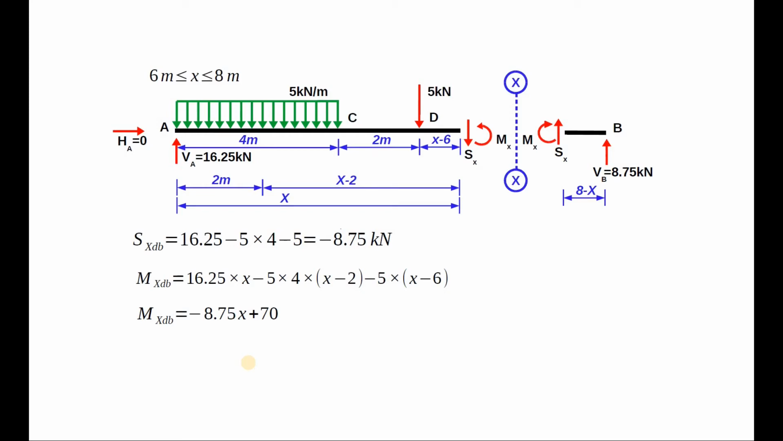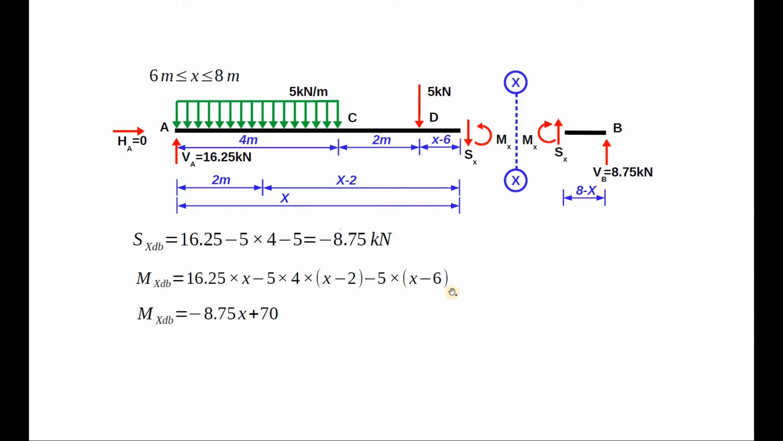Coming to the moment equation, we have a moment due to reaction VA as 16.25 into x, that due to the uniformly distributed load as 5 into 4 into x minus 2. Notice here that this x minus 2 is the distance between the section and the CG of the uniformly distributed load.